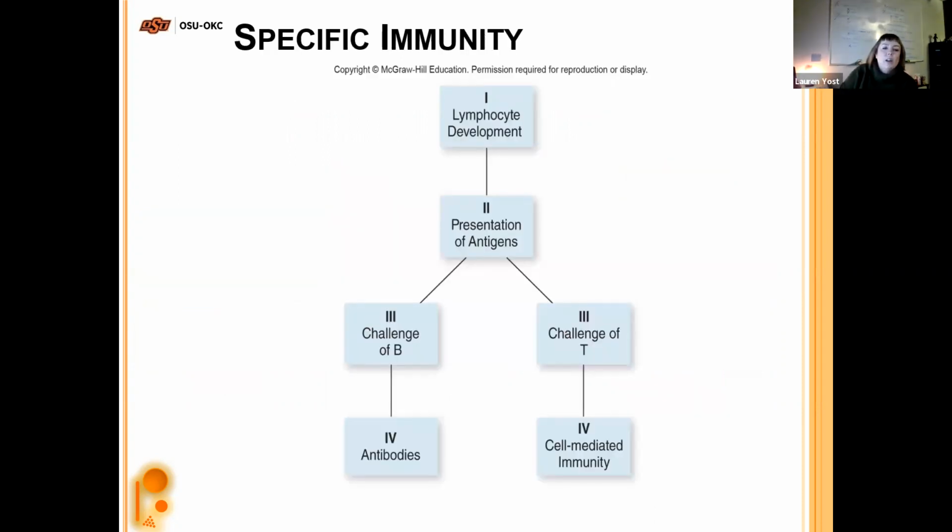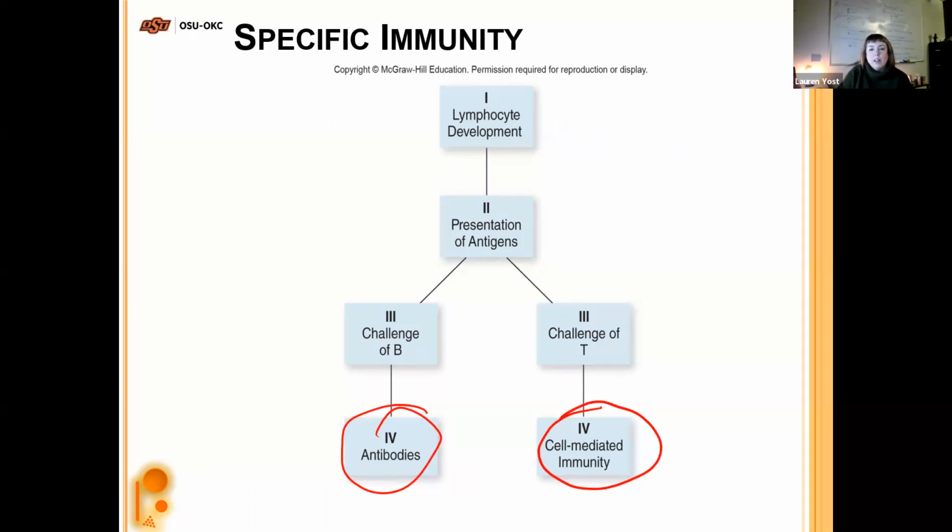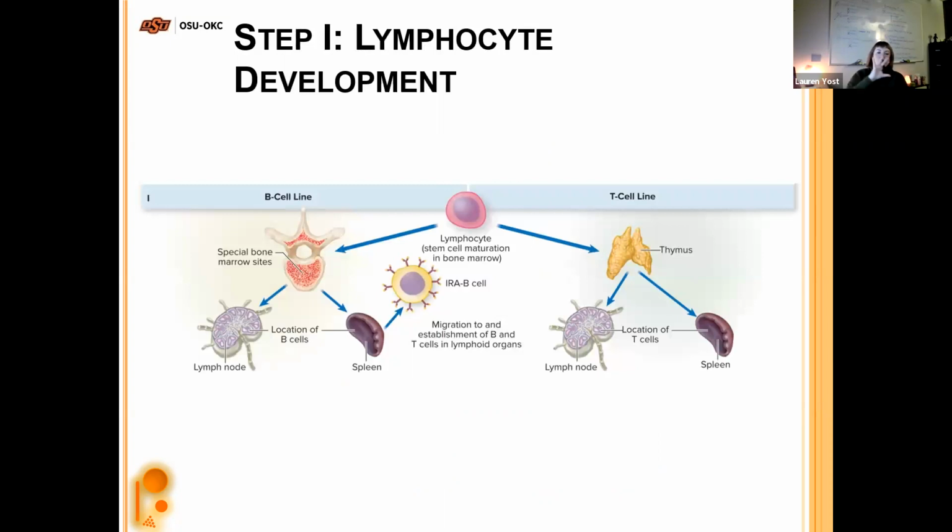All right, specific immunity. We're talking about the first step being lymphocyte development, presentation of antigens, and the antigens are going to activate, challenging the B cells, challenging the T cells, and that's going to activate them to either produce antibodies for the B cells or lead to cell-mediated immunity with the T cells. So we'll get into what that is. Don't worry.